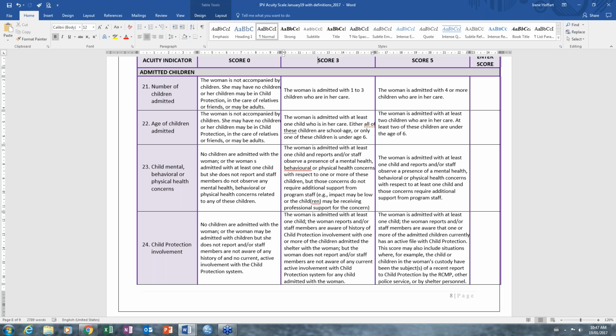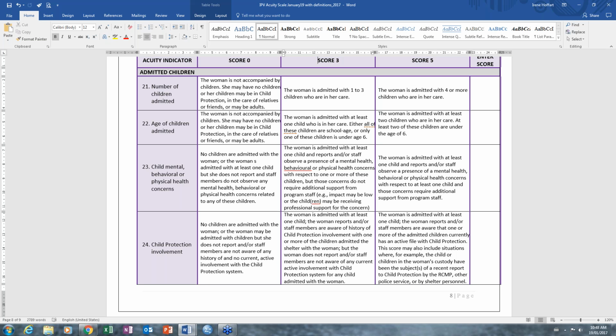A score of 3: now she has children, and there are concerns. Behavioral, physical health, injuries, anything, concerns are in place. But this is still the same formula that we've been using before, where an issue is in place but it doesn't require support or management from the shelter. That is what a score of 3 really means. And for the score of 5, concerns are in place, and these concerns do require support from shelter staff.